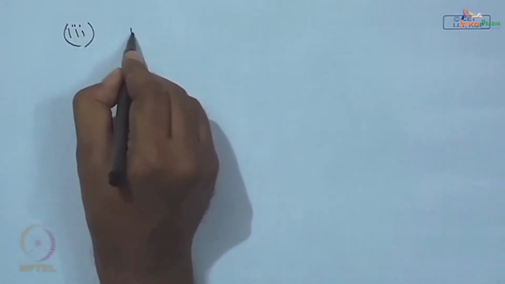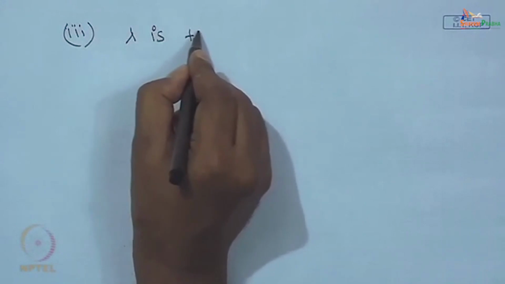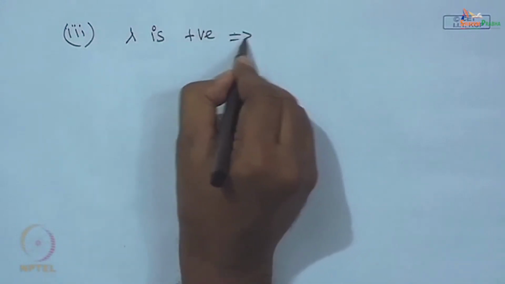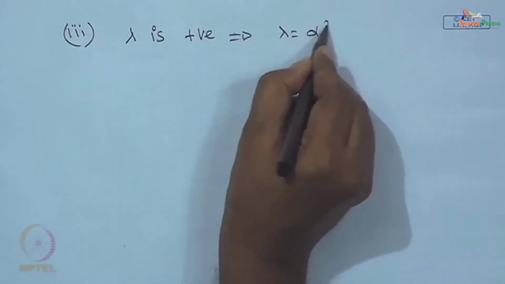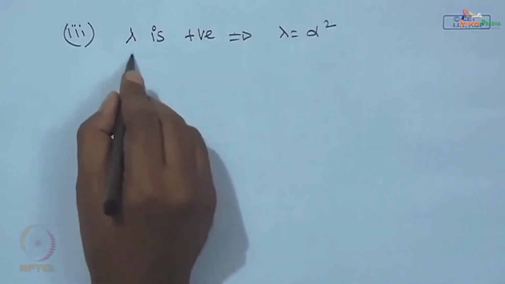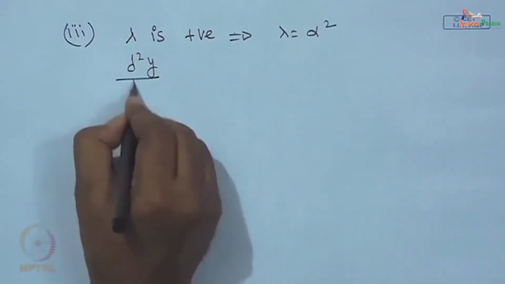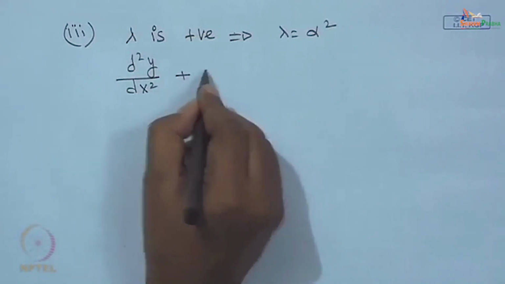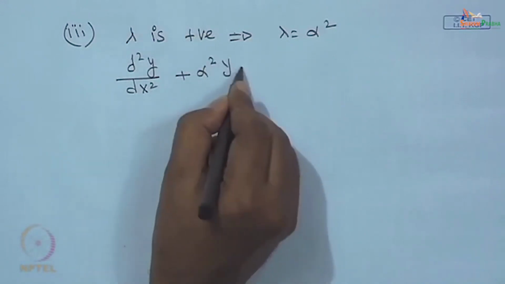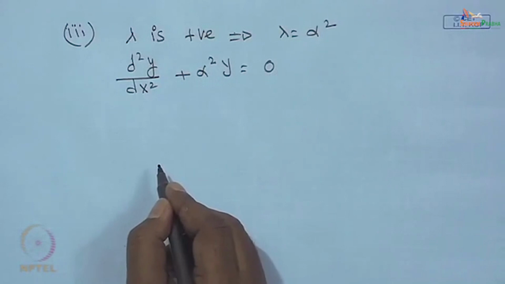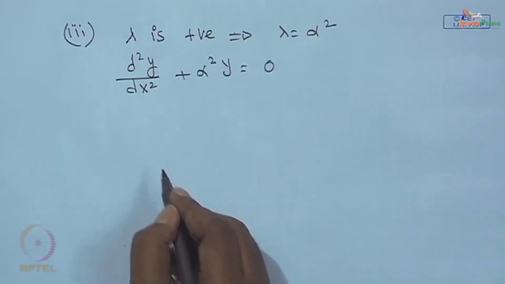And let us see what we get. Case number 3: lambda is positive and equal to plus alpha square. So, d square y by dx square plus alpha square y is equal to 0. Let us again look into the solution.